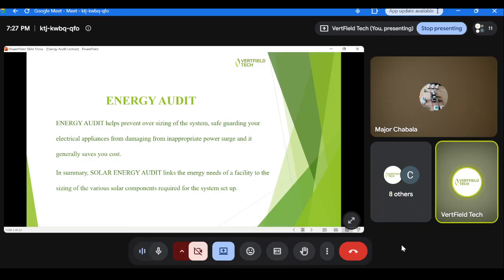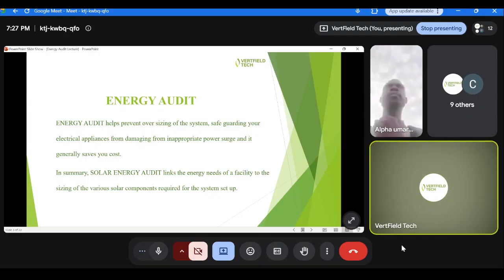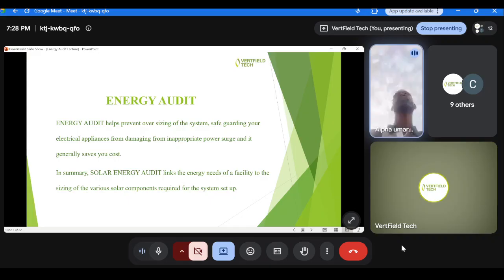So energy audits will help us prevent oversizing of our system and safeguard our electrical loads and also help us prevent spending too much money. That is what it says. Energy audit generally saves us costs. If you understand what that means, it means that when you go through the process of energy audit, you are going to be saving a whole lot of money for yourself.